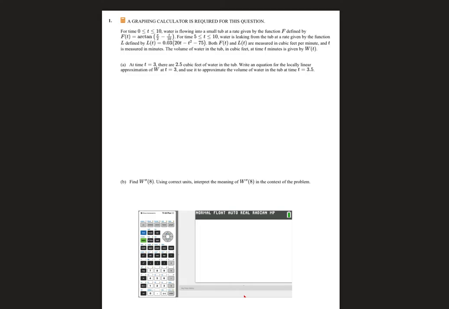That's defined like that, little polynomial. Both f of t and L of t are measured in cubic feet per minute, and t is measured in minutes. Okay, the volume of the water in the tub in cubic feet at time t minutes is given by W of t.